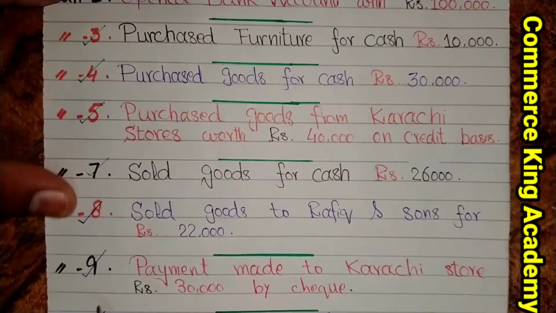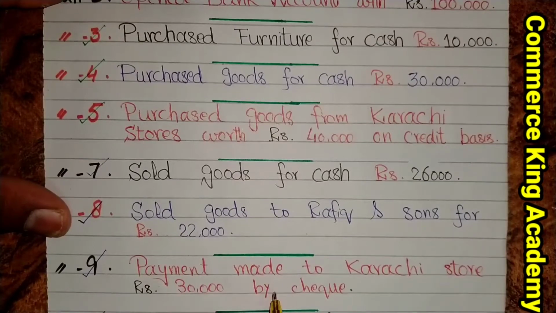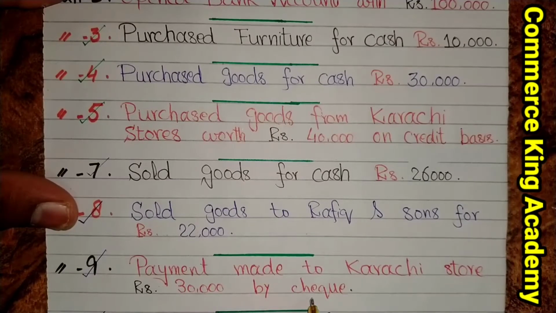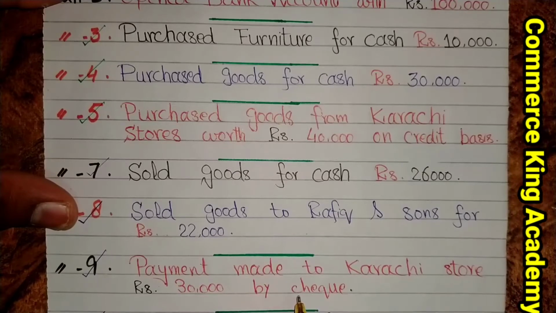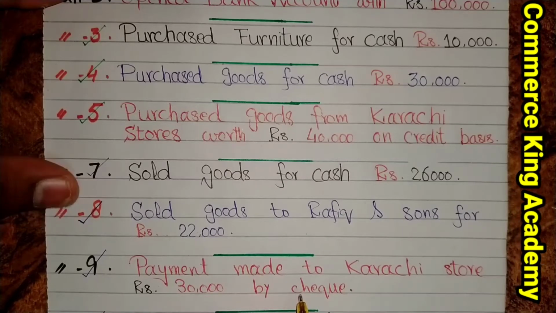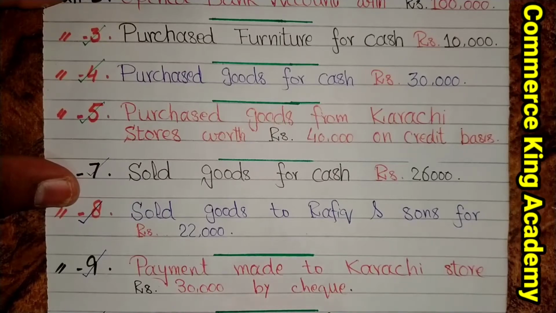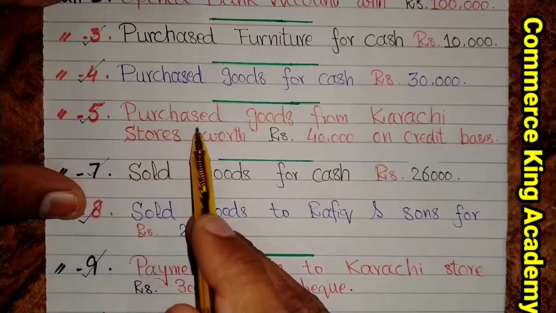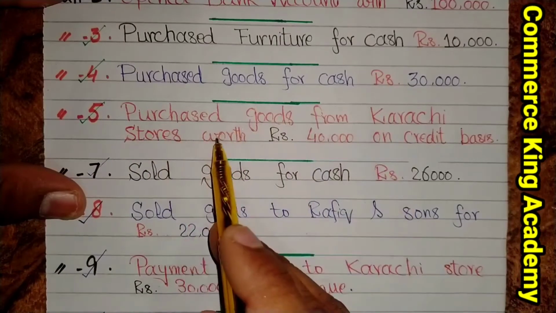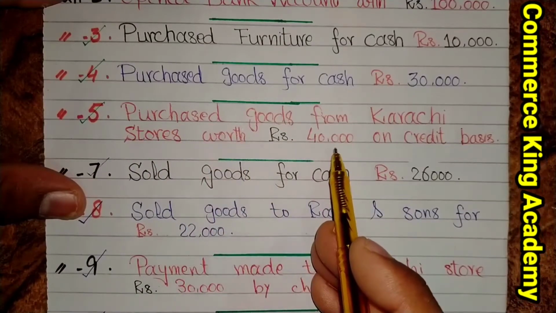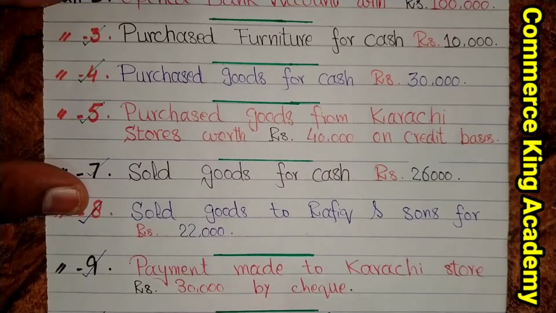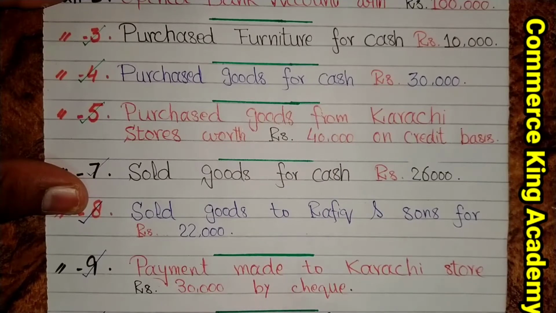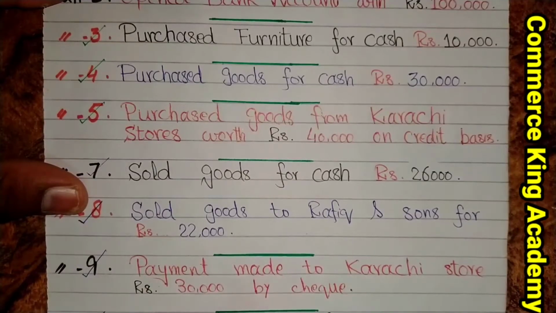The next transaction is Jan 9th: payment made to Karachi Stores amounting to 30,000 rupees by check. To understand this transaction, we must first recall the account of Karachi Stores on the last date. On Jan 5th, we purchased goods from Karachi Stores amounting to 40,000 rupees. So on this date, we have to pay Karachi Stores 30,000 by check. Do you understand this transaction?